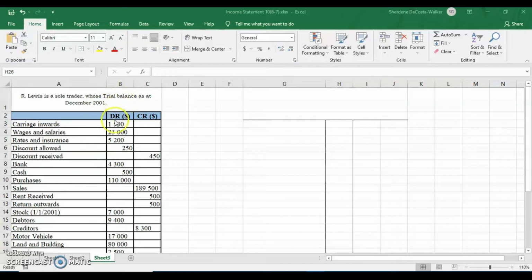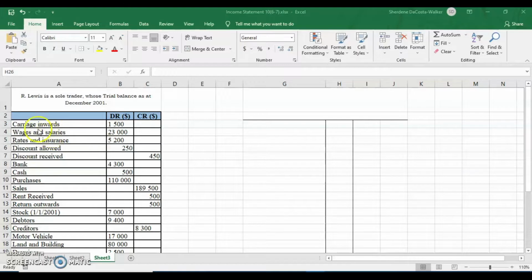Now, your trial balance will show all of the balanced figures from your ledger accounts. Some of them will be used in the income statement, while others will be used in the balance sheet. So we have to be careful and identify the ones that will be in the income statement, or the trading and profit and loss account.